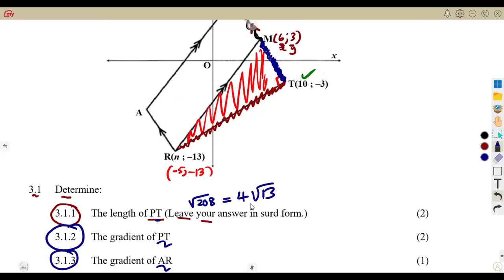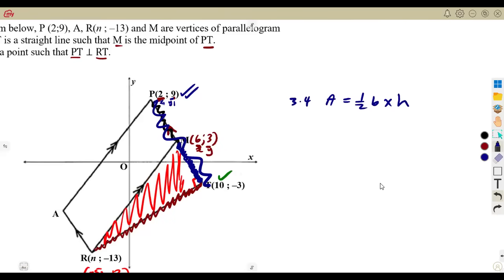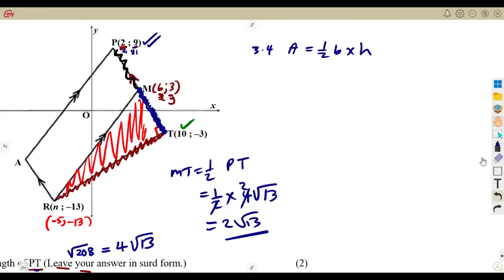Remember, it was 4 square root of 13. So we simply need half of that because PT, take note, is the whole of this line and M is the midpoint. So from M to T, it is half of that, this MT. It is half of what? It is half of PT. So if it is half of PT, we calculated the length of PT before. It gave us square root of 208 or 4 square root of 13. So I'm going to use 4 square root of 13 in simplest form. Half of 4 is 2. So you're going to have 2 square root of 13. This is the length of what? MT.